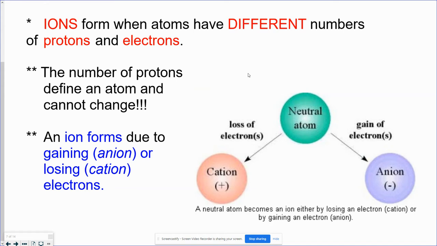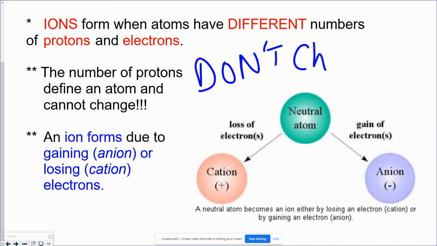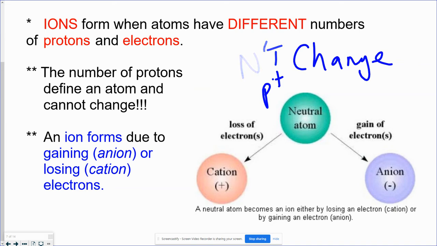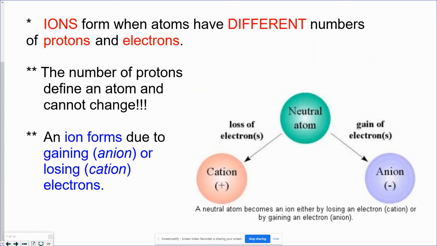What I will tell you is, don't change protons. So don't change the number of protons. Protons, if you change them, you're changing the identity. And we can't change that. We're talking about oxygen, so we can't change the fact that it has so many protons. The only thing you can change are electrons. Those are the only thing that changes.